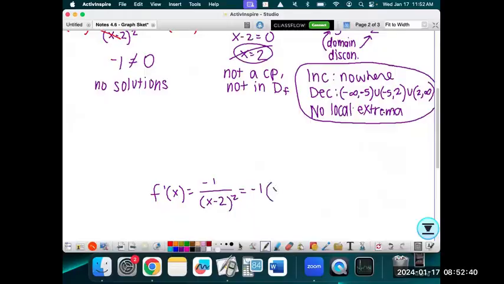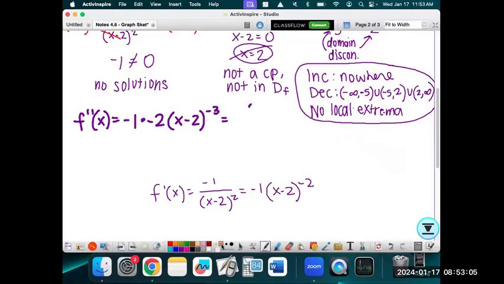To the -2nd power. All right, so let's go ahead and do my second derivative. So -1 times -2 x minus 2 to the -3rd power. That ends up getting me +2 in my numerator, and then I'll bring the negative exponent down. There we go.